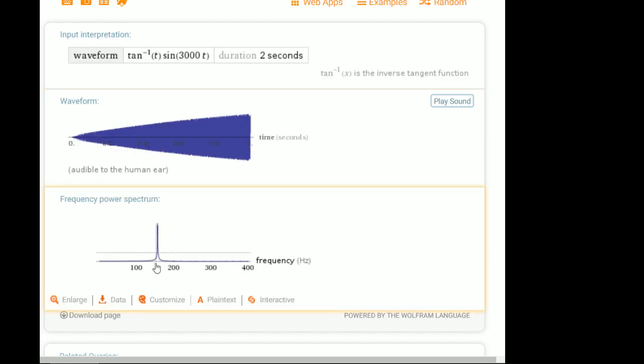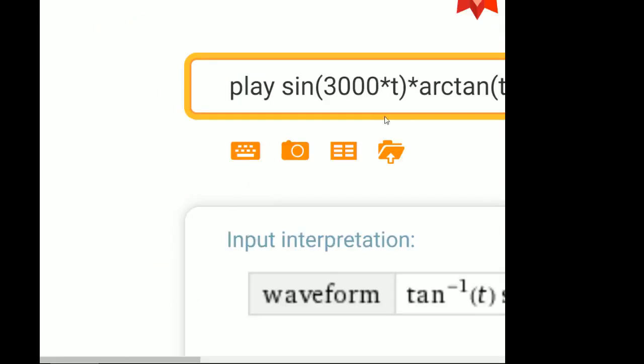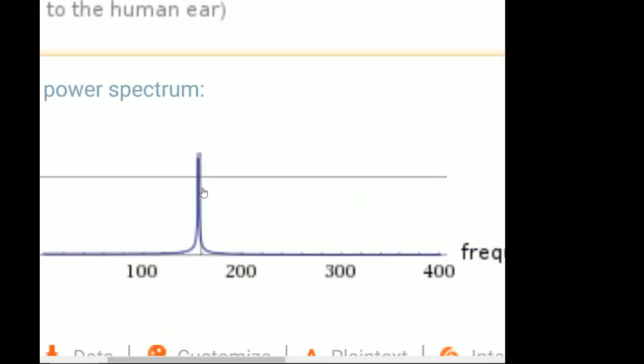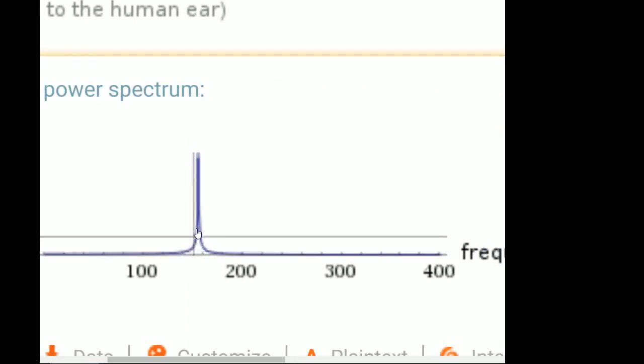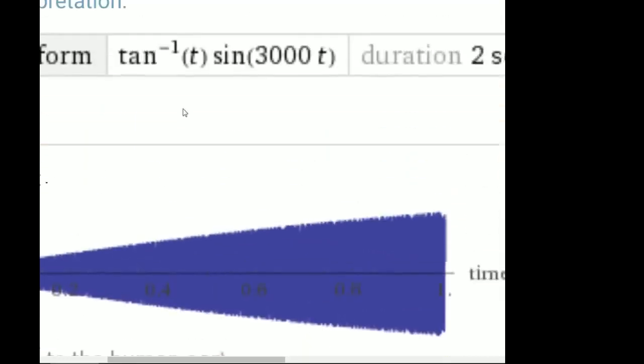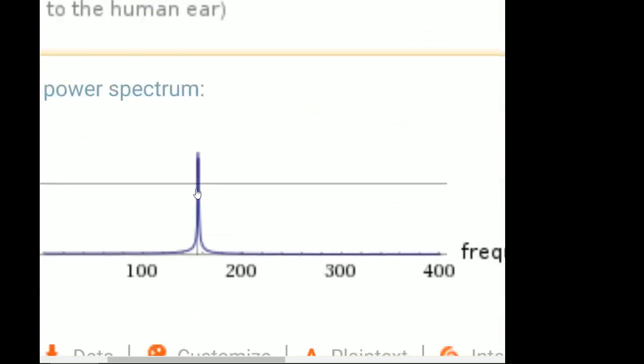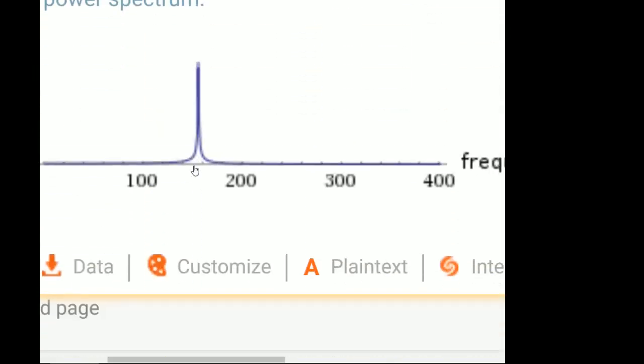When you look at the frequency, you have a big peak at the correct frequency, and then a little frequency content that appears due to the fact that the amplitude varies in time. So it's equivalent to having lower signals with different frequencies.